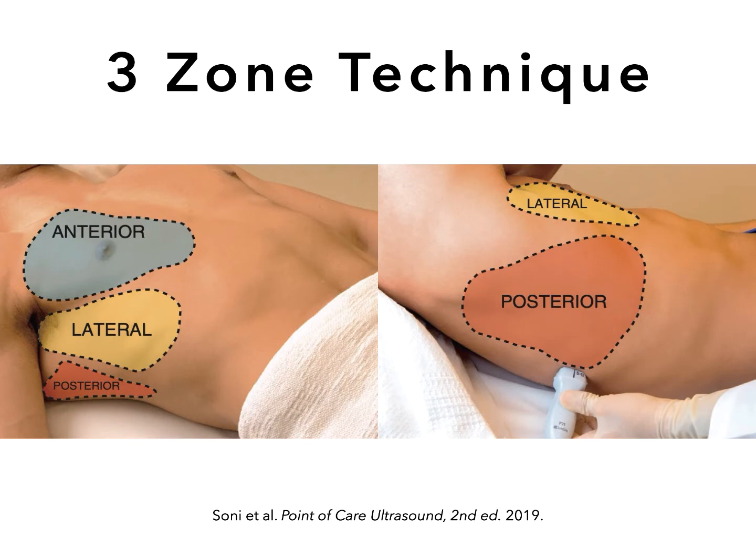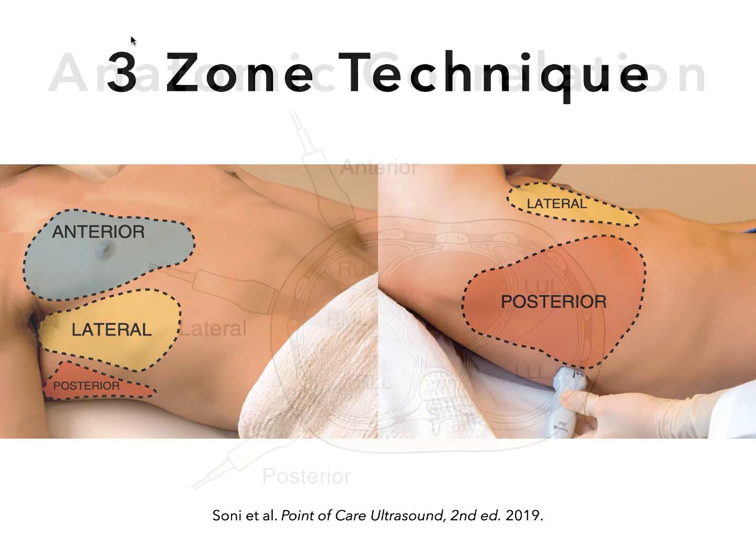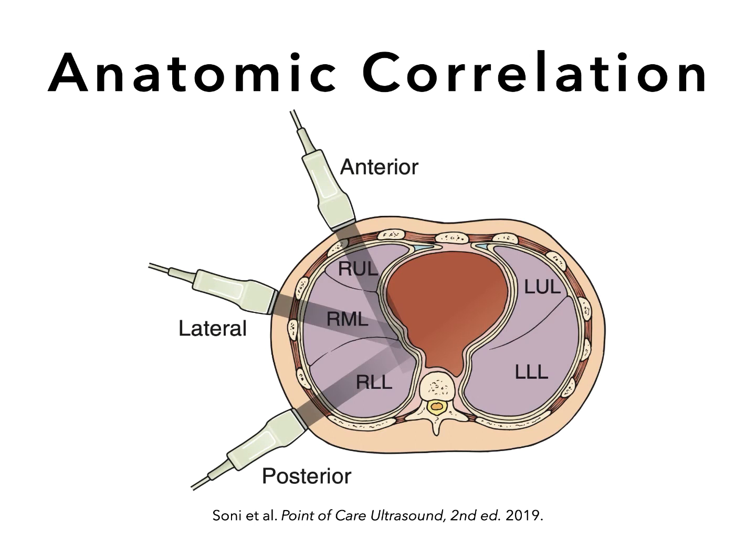For standard lung ultrasound, it is fine to use a simplified 3-zone technique where you break up the chest into an anterior zone in blue, a lateral zone in yellow, and a posterior zone in red where you're trying to image as posterolaterally as possible. Anatomically speaking, the anterior zone corresponds to the upper lobe, the lateral zone corresponds to the middle lobe or lingula, and the posterior zone corresponds to the lower lobes.